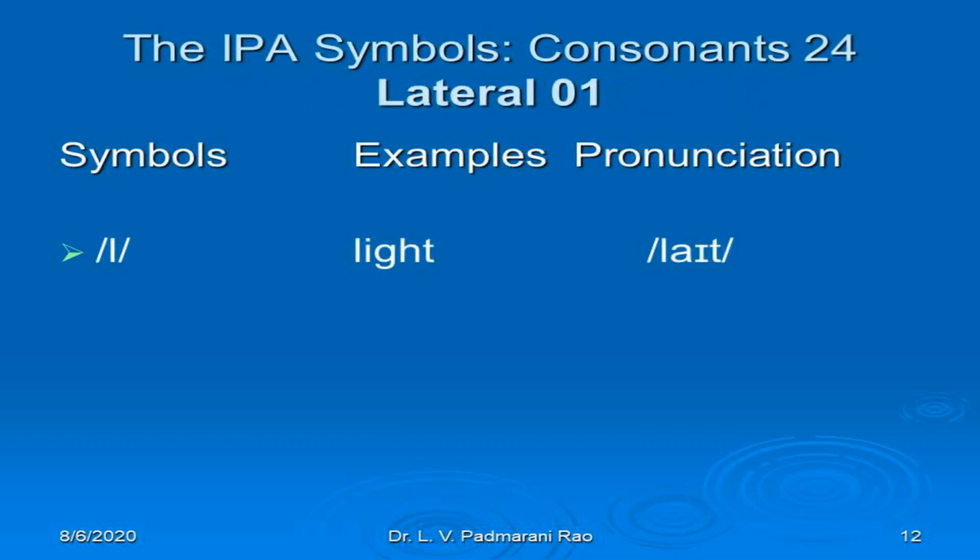We have one lateral sound in English, whereas in the Indian languages, we have 2 lateral sounds, and we also have another in the vowel sounds, which nowadays has been removed from the alphabet. Nowadays, even in the Indian languages, we no longer use them. In English, we just have one lateral sound, l, L-I-G-H-T, light.